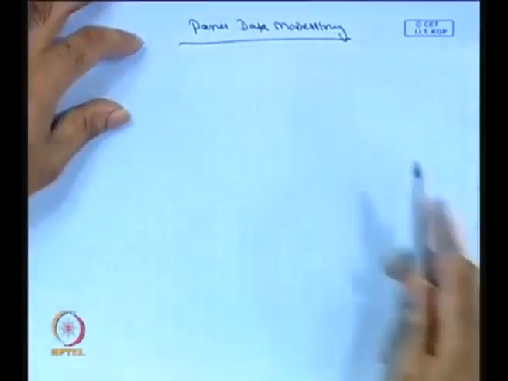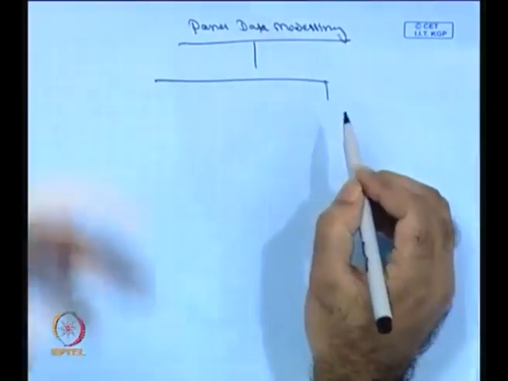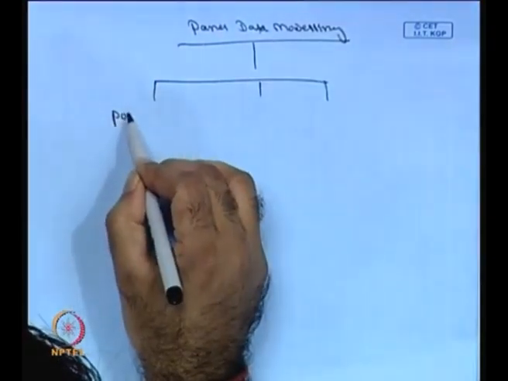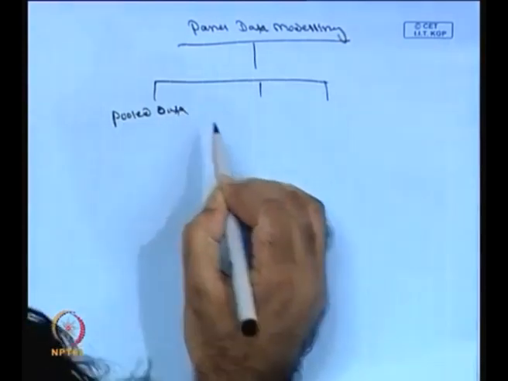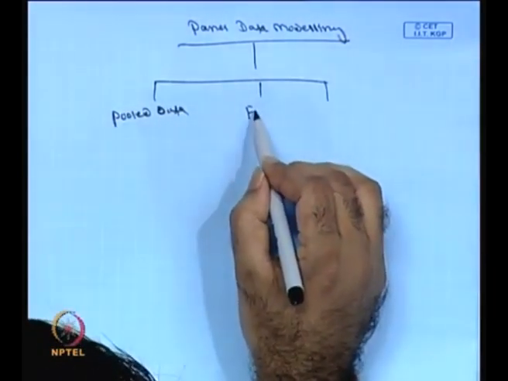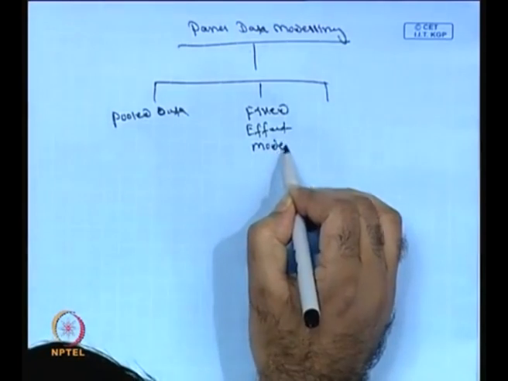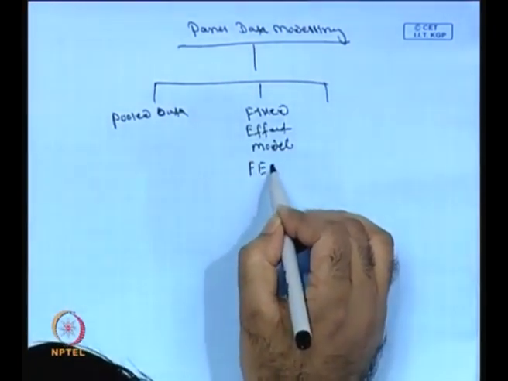Today we will specifically highlight the estimation part of the panel data model. So far as a panel data model is concerned, there are three different modeling setups. One is called pool data models, then fixed effect models and random effect models. The second is fixed effect model, popularly called FEM.